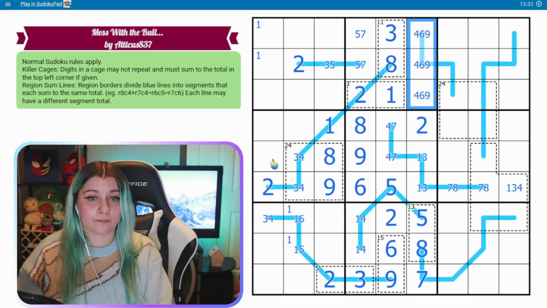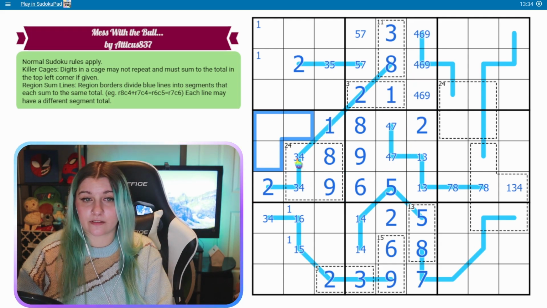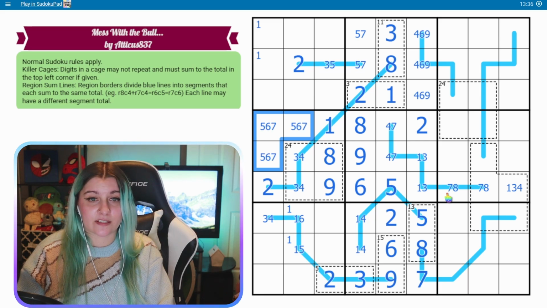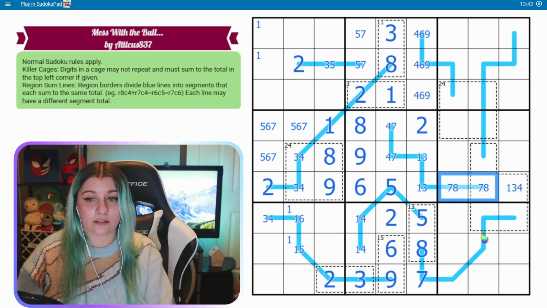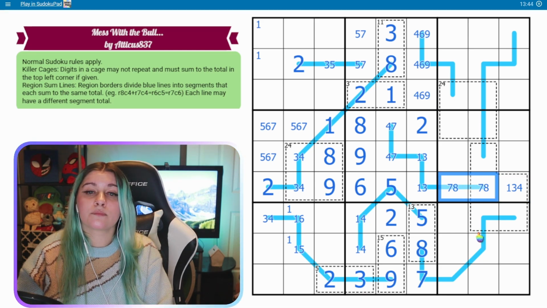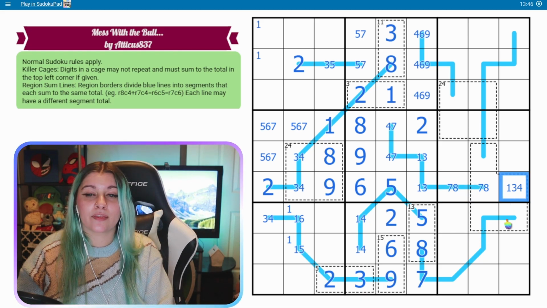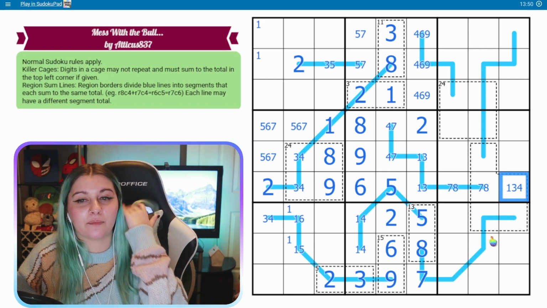Not really. Maybe I will go ahead and pencil this. 1, 2, 3, 4. I need a 5, 6, and a 7 for this, right? Well, I need a 7 down here. I already knew that. This is a 7, 8. 1, 3, 4. What does that mean? What does that tell me?